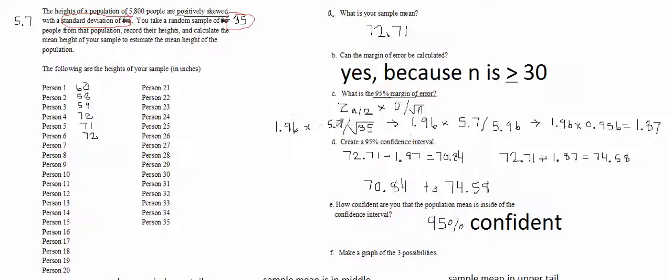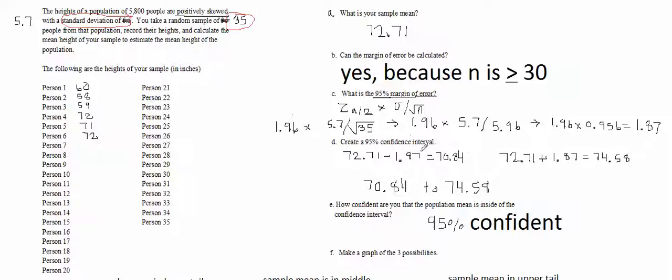1.96, 5.7, 35. The first step is finding the square root of 35, the sample size. That came out to 5.96. Next, divide the fraction. When you divide the top by the bottom, I ended up with 0.956. Now I just have two numbers I can multiply. 1.96 times this, and the answer is my 95% margin of error. Rounded to two places, it's 1.87.